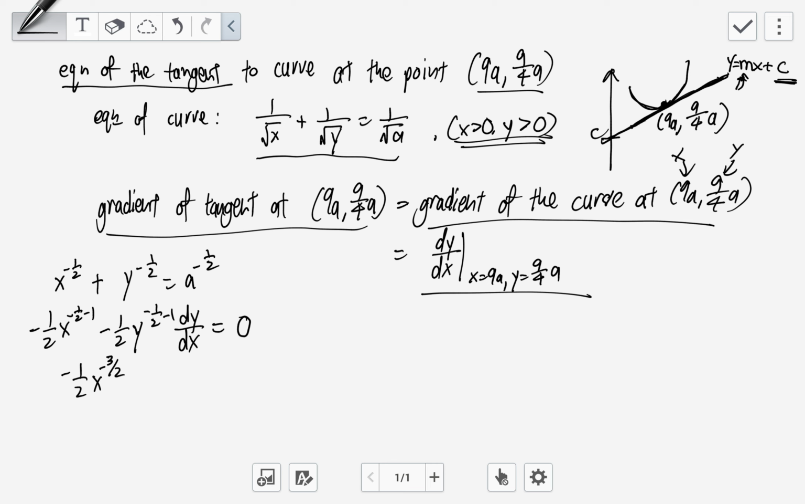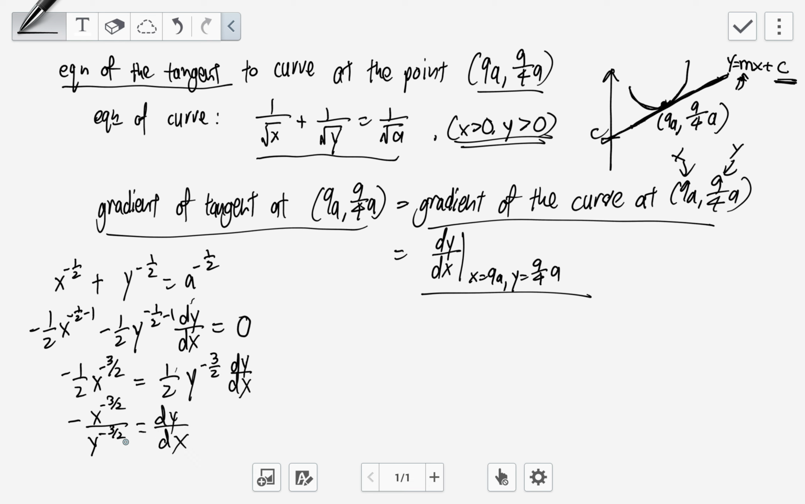Minus 1 and a half is just minus 3 over 2, so that equals minus a half. Bring this over to the other side, therefore minus half becomes positive half, y to the power of minus 3 over 2, dy dx. Then if I bring all this over to the other side, minus half divided by half will be minus 1. Then x to the power of minus 3 over 2, divided by y to the power of minus 3 over 2. Correct? So this equals my dy dx.